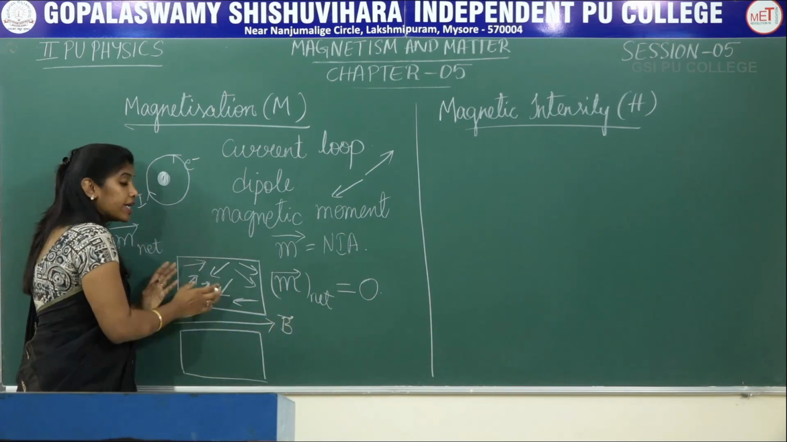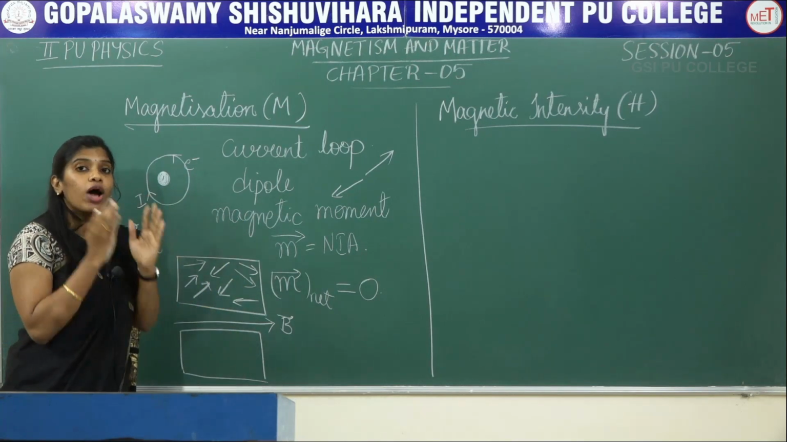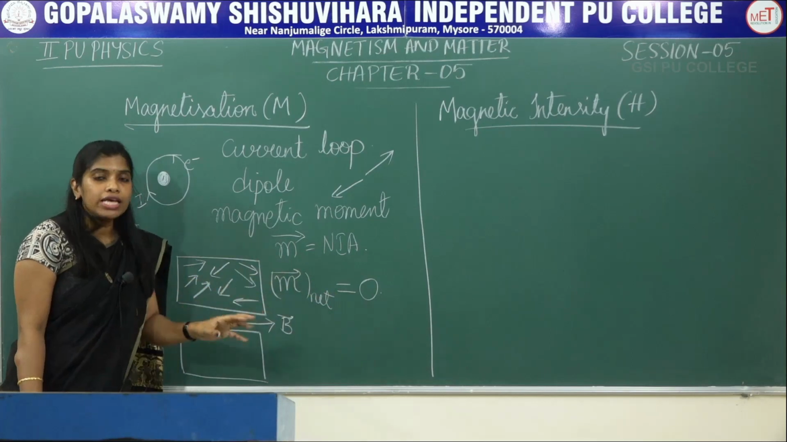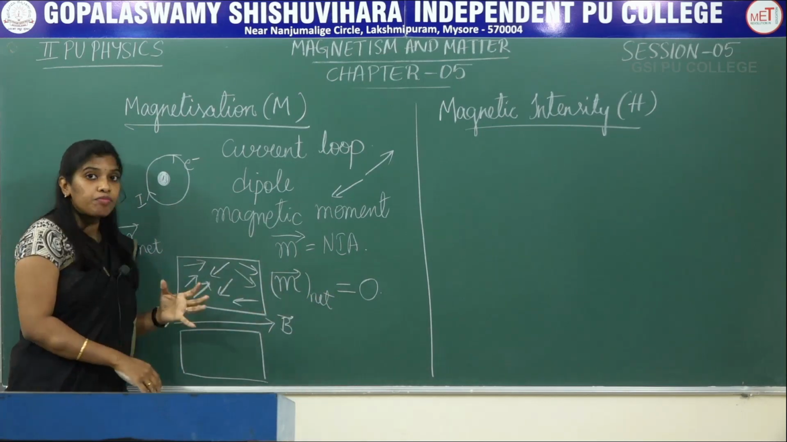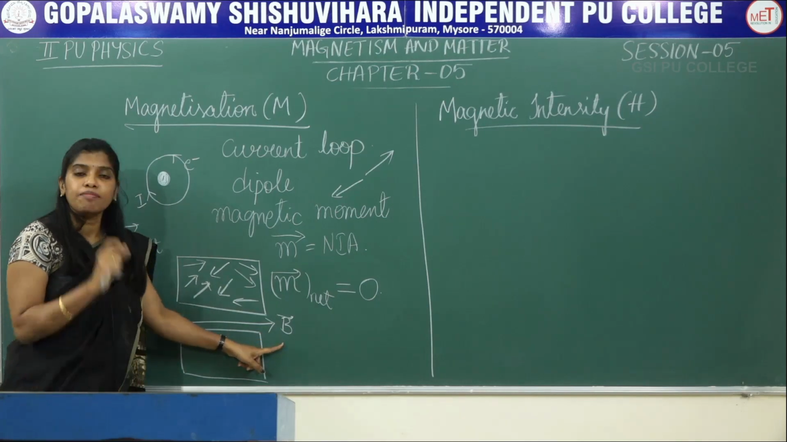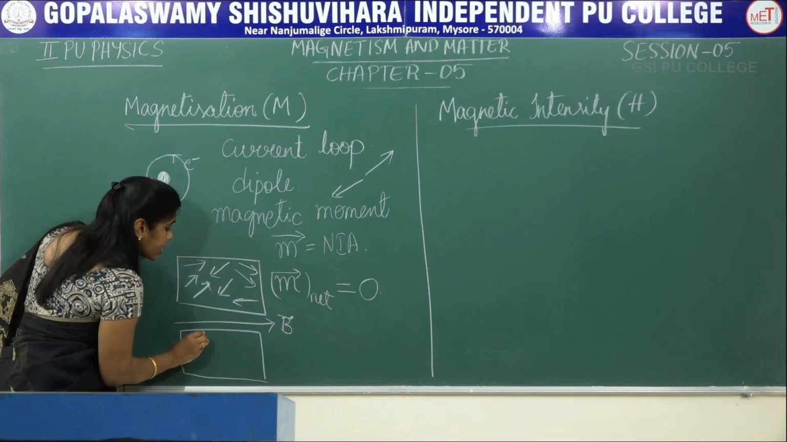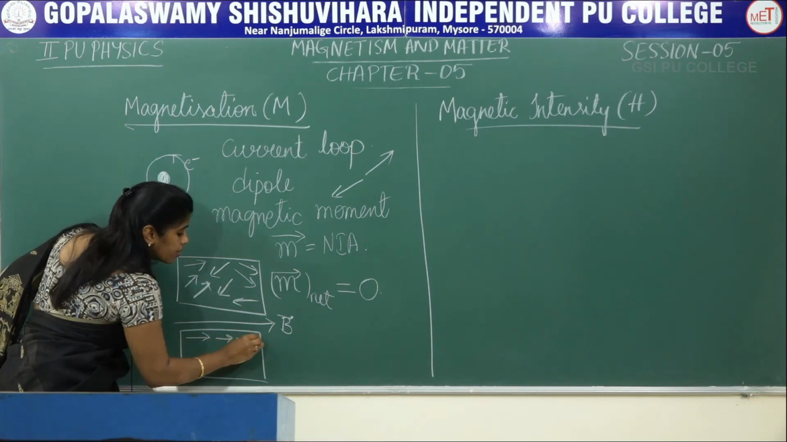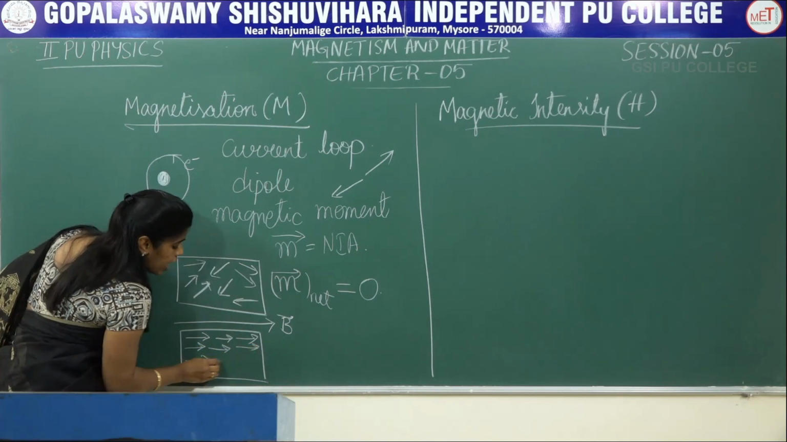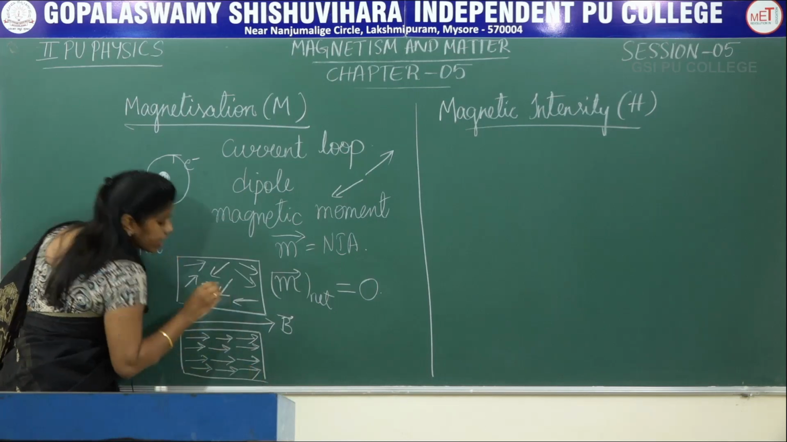Then all these magnetic moments which are directed in random directions are going to align themselves along the direction of the magnetic field. Why? That is because these dipoles are going to experience a torque due to this external magnetic field, and this torque makes them align in the direction of the magnetic field. So all of these are going to align in the direction of the magnetic field.